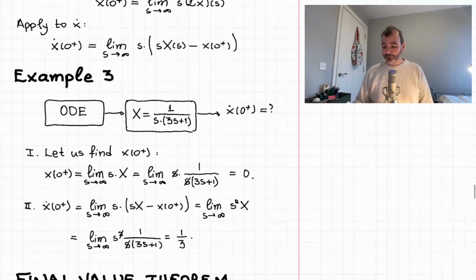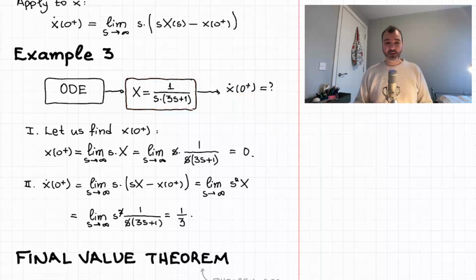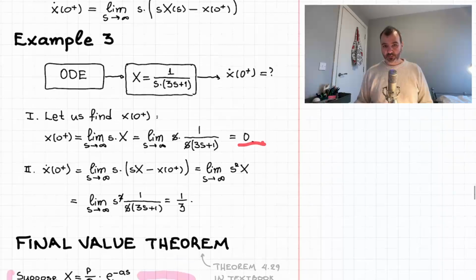Time for an example. Someone has taken an ODE, they applied the Laplace transform, and they have ended up with this expression for big X. The question is, what is the initial slope? First of all, let's determine x at 0 plus. X at 0 plus is this limit. Substitute, well, this s and this s cancel out, and you end up with 0. Right, this was the first step.